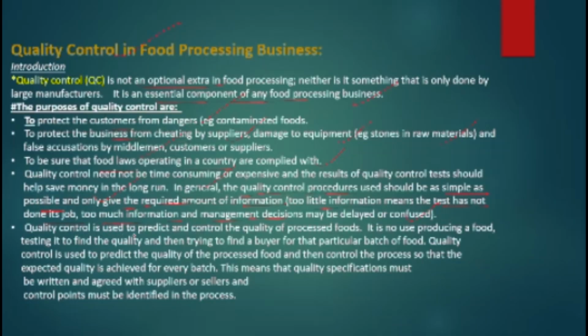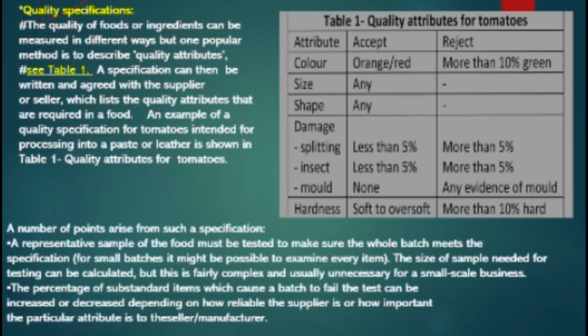And quality control is used to predict and control the quality of the processed foods. It is no use producing a food, testing it to find the quality, and then trying to find a buyer for the particular batch of food. Quality control is used to predict the quality of the processed food and then control the process so that the expected quality is achieved for every batch. This means that the quality specifications must be written, agreed with the suppliers or sellers, and control points must be identified in this process.